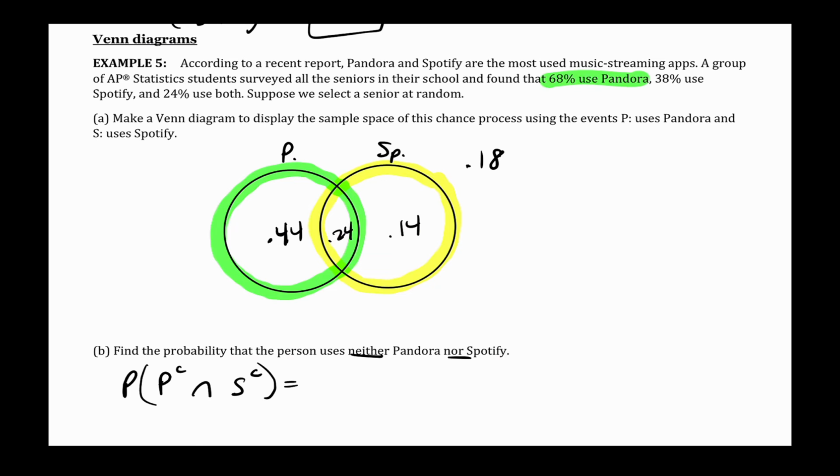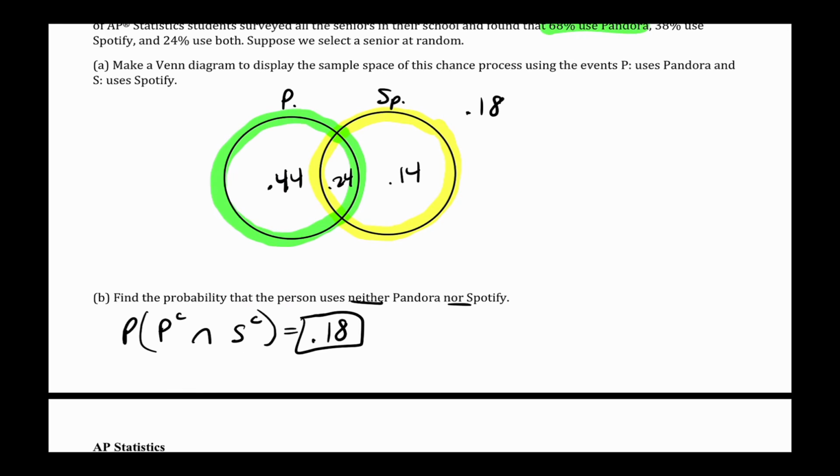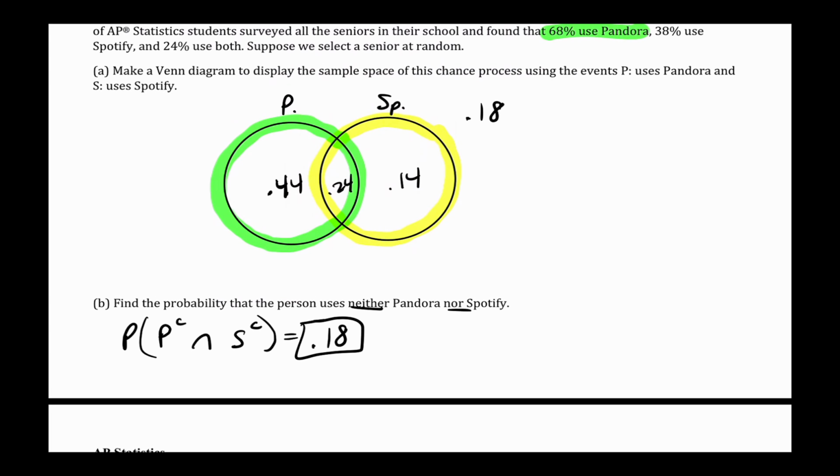So this is what they're asking. The probability of not Pandora, nor, which is another word for and in the negative, Spotify. This one we don't really have a formula for, so we have to look at our picture. Who are not Pandora and not Spotify? That's the outside, the people who don't do either.